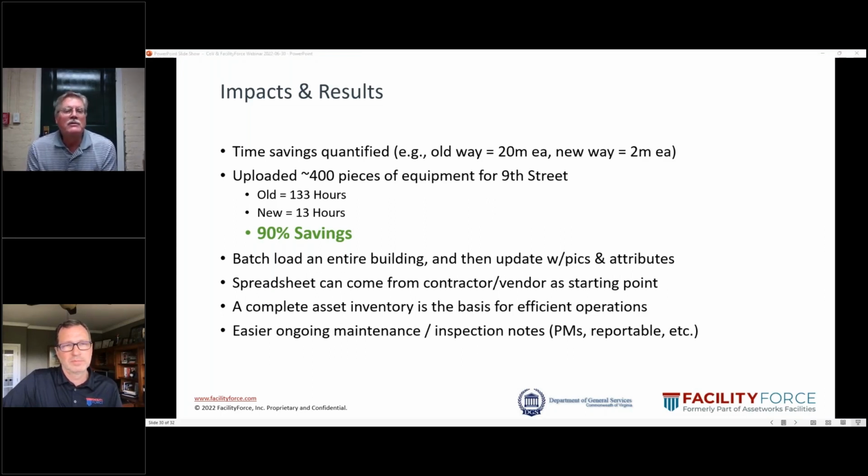And when you look at what we had to do when we brought on a previous building, our 9th Street office building, the old way would have taken us about 133 man hours at least to go through and do that. And with the new way, we were able to actually upload these things and do them in about 13 hours total, and it was major savings.